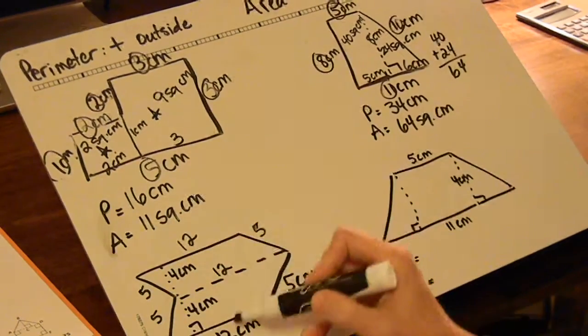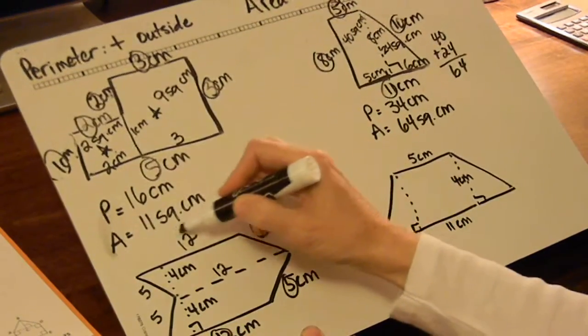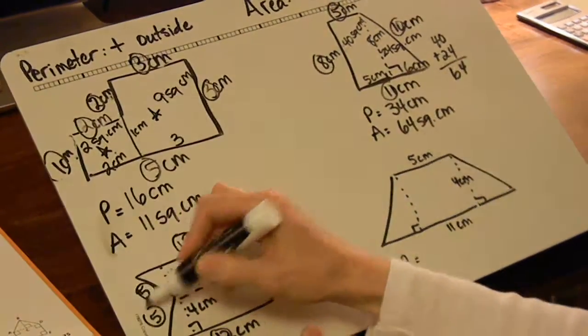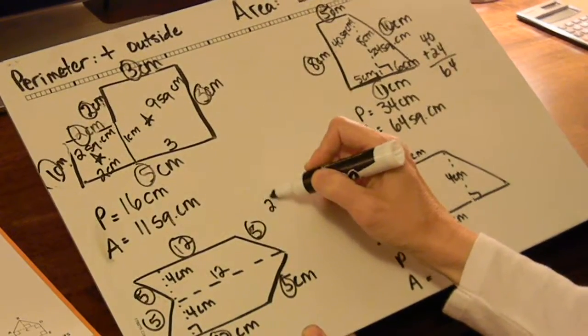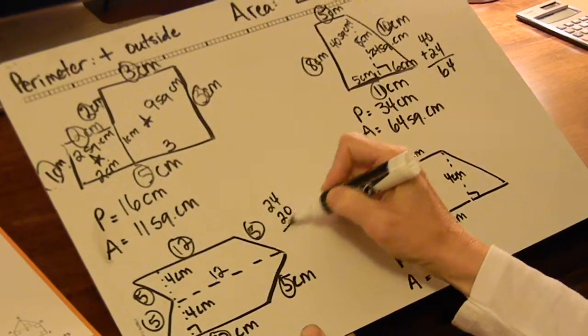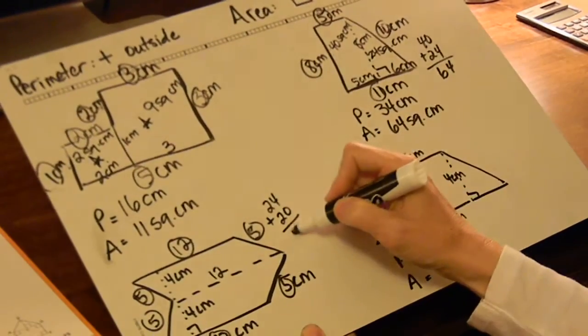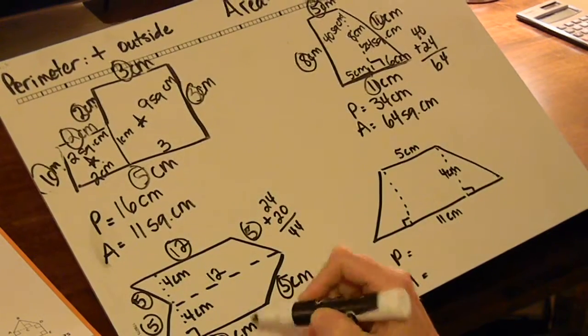Outside is the perimeter. So we have 12 plus 5 plus 5 plus 12 plus 5 plus 5. Well, let's think about this. 12 plus 12 is 24. 10 plus 10 is 20. And then we add those together and we get 44 centimeters.